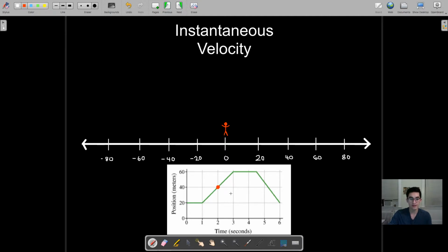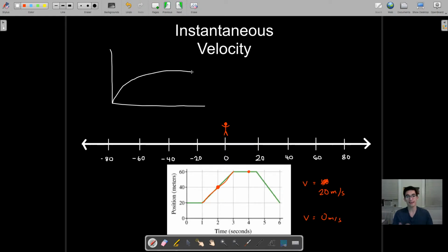Then all we have to do is find the slope of the line that that point is on. And we know from last time that the slope of the line that this is on was 40. So we know our instantaneous velocity, or just v, is 40 meters, or apologies, 20 meters per second, okay? Our instantaneous velocity at 4 seconds is going to be 0 meters per second, all right? Now, what if we had a position versus time graph that looked like this?